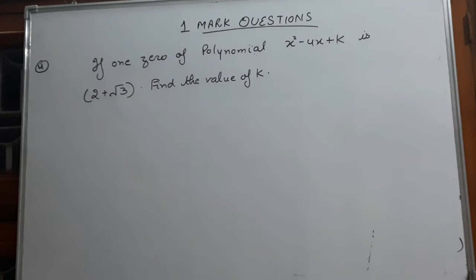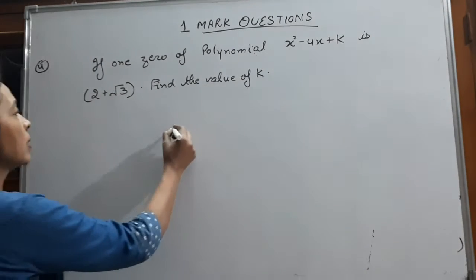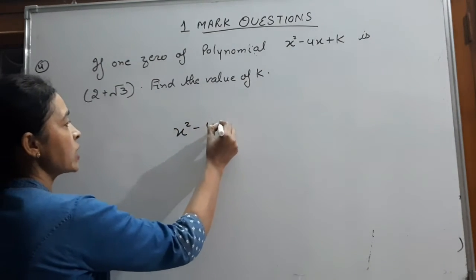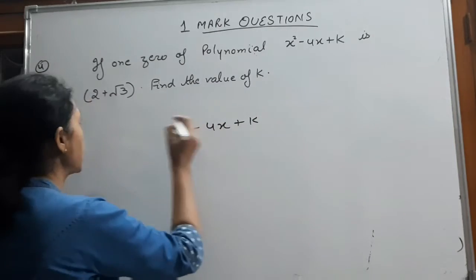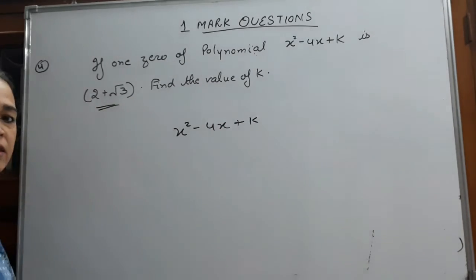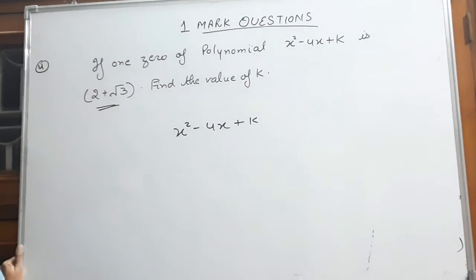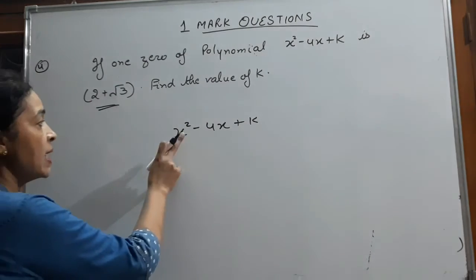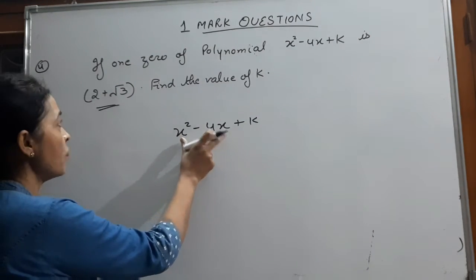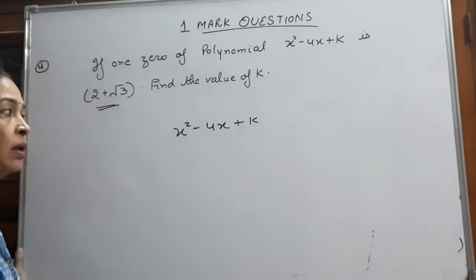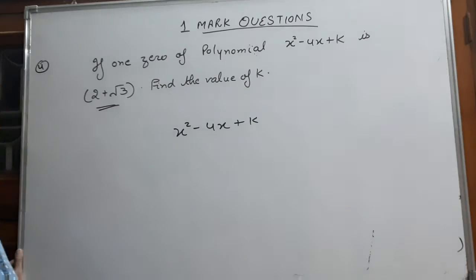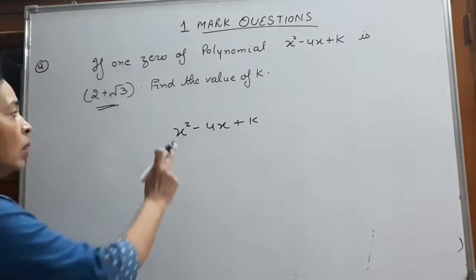If one zero of the polynomial x square minus 4x plus k is 2 plus root 3, find the value of k. The polynomial is x square minus 4x plus k. 2 plus root 3 is a zero of this polynomial. What does this mean? This means if we put the value of x as 2 plus root 3, the value of this polynomial will become 0.